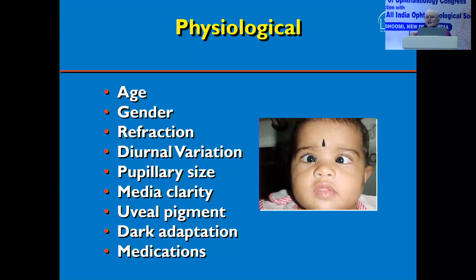It's not like 300 will become 290. The 300 will become 50 or 100. So that is the beauty of ERG, that the change is huge when there is a disease. So it is not difficult to pick up.